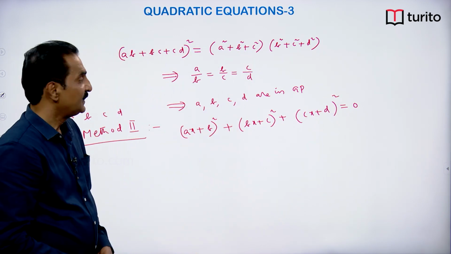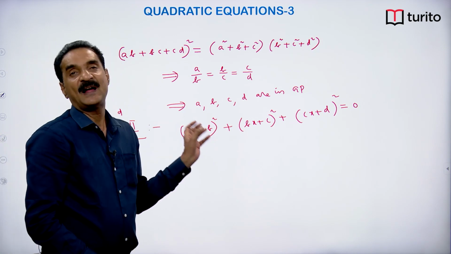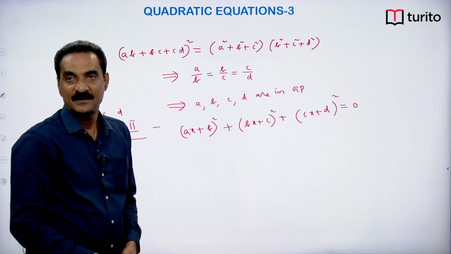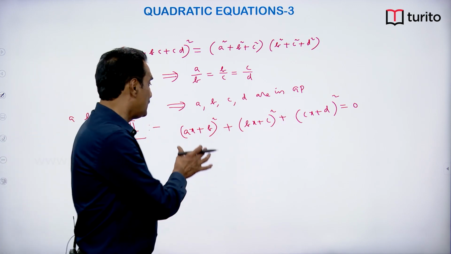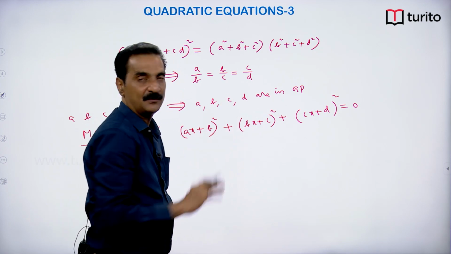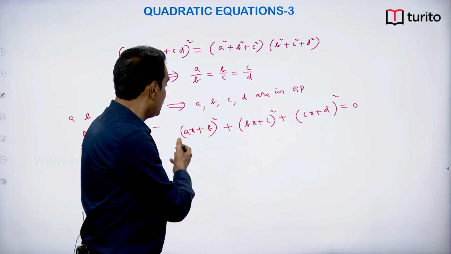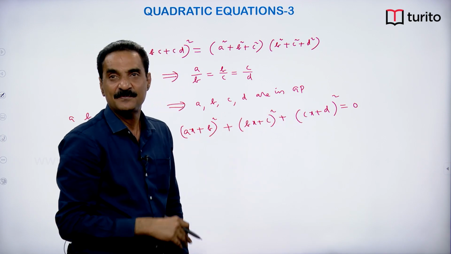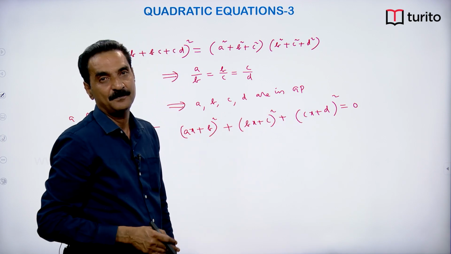Now, if there exists a real value of x satisfying this equation, if x is real, then sum of 3 squares is 0 means each square must be 0, then only it is possible. Otherwise, everyone is positive, so sum should be positive. So if the sum is 0, each term must be 0.